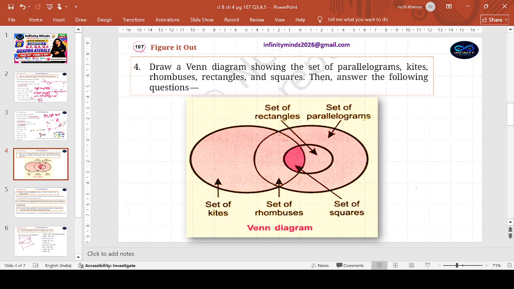So this is the one I was talking about, that this is my rhombus. That's your rectangle. In between is your square. All of these are nothing else but parallelograms. So there's a superset, parallelogram, thereby containing all of these.